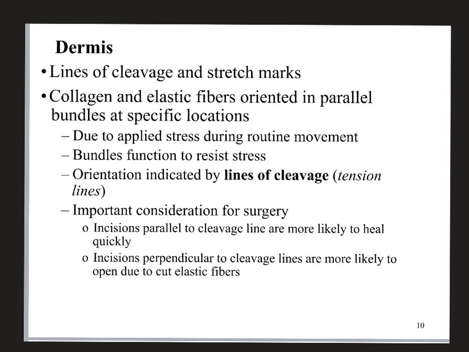Now, what's interesting, we talk about the dermis having this dense irregular connective tissue. They still have some type of pattern throughout the body, and this is what we call lines of cleavage. So you have collagen and elastic fibers that are arranged in parallel bundles in certain areas. Although it has this kind of irregular structure, there's also a little bit of structure in that they are arranged in parallel lines.